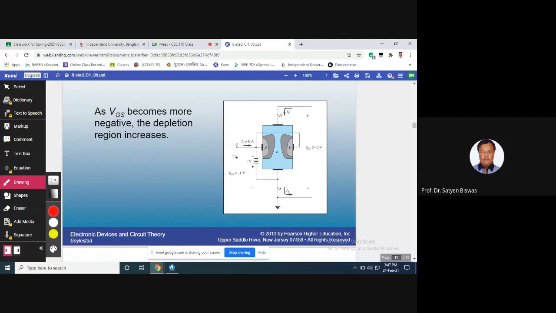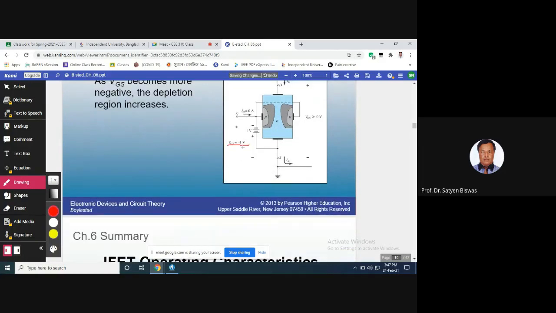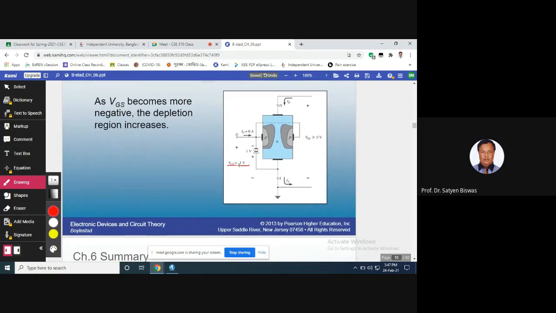And here you see the gate voltage VGS is negative. Look carefully, VGS is negative. What does it mean? The negative voltage is applied at the gate. You see here, the gate is connected to the P on the left, and it also goes here, going to the other side of the P.